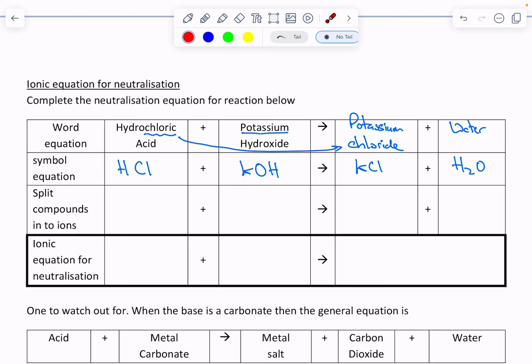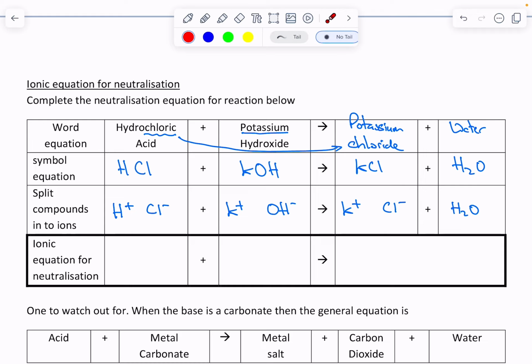It now says split the compounds into ions. So if I split HCl, HCl will form two ions, a hydrogen ion and a chloride ion. Potassium hydroxide will form two ions, K+ and OH-. Potassium chloride is K+ and Cl-, and water is just H2O. Water doesn't form an ion, so water is just H2O.